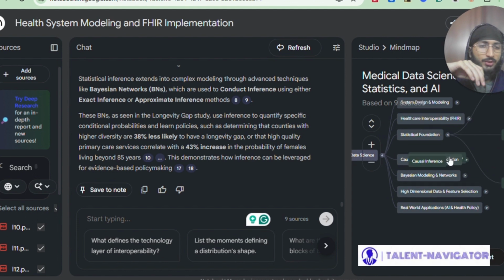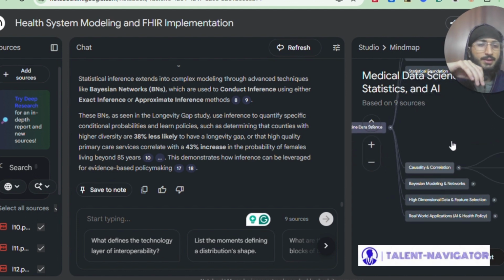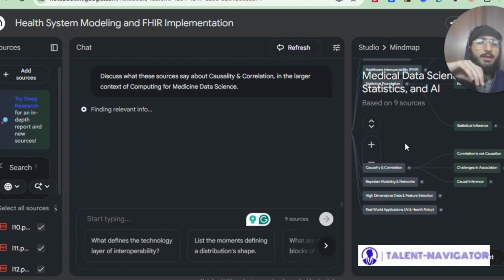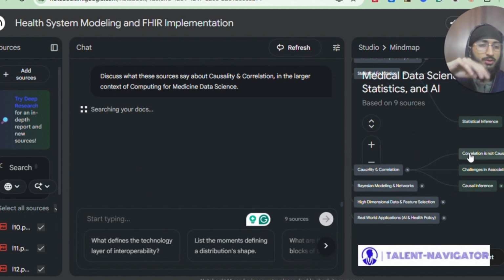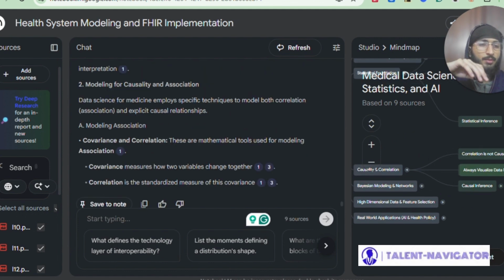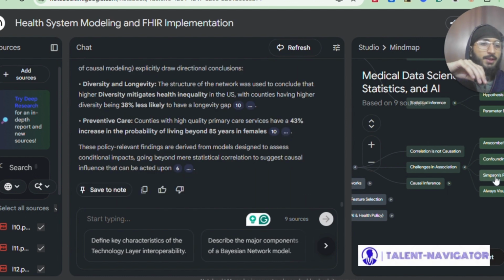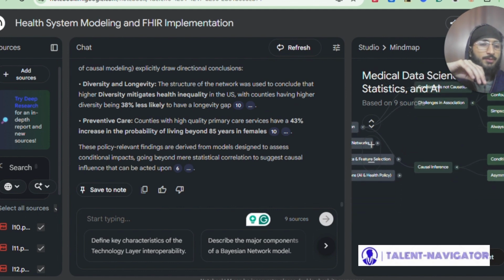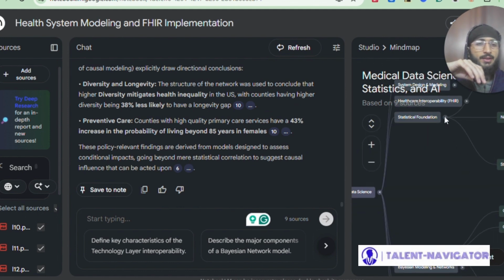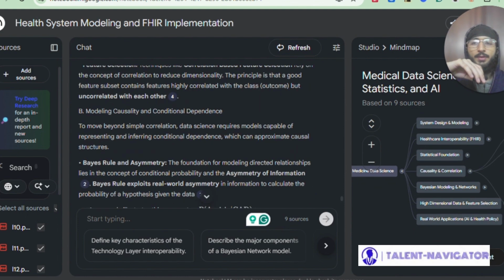Now we have causality and correlation. Let us discuss this in depth. So basically, in that we have three subtopics. Correlation is not causation. Challenges in association, which are basically Anscombe's quartet, confounding factors, Simpson's paradox, and always visualize data first, and causal inference, conditional probability, and asymmetry of information. So we'll be discussing that. Let us close this. Okay.